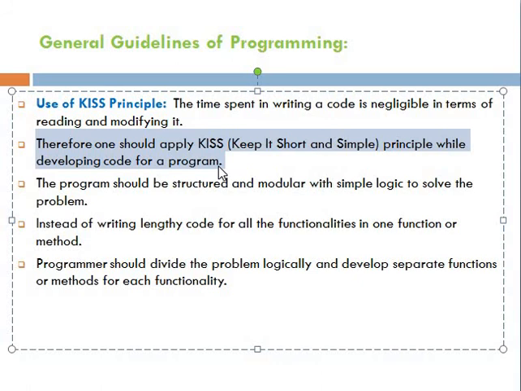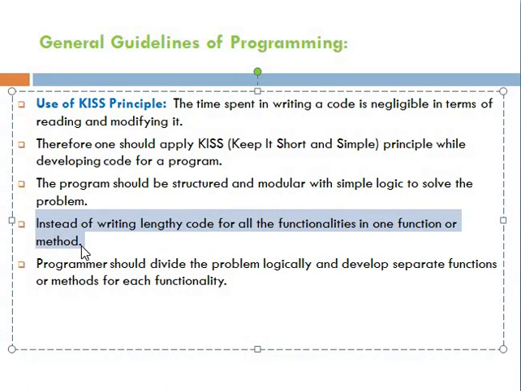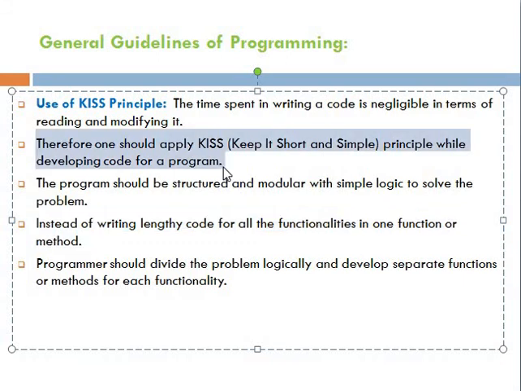Therefore, one should apply the KISS principle, which stands for keep it short and simple, while developing code for a program. The program developed should be structured and modular, with simple logic to solve the problem. Do not use lengthy code for all the functionalities in one function or method. Instead, use the KISS principle to make the code short and simple.